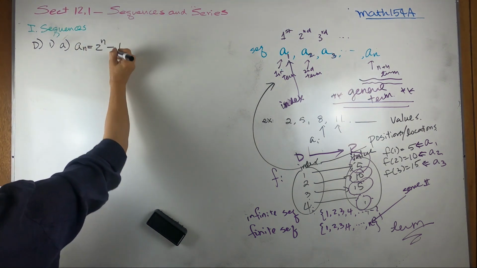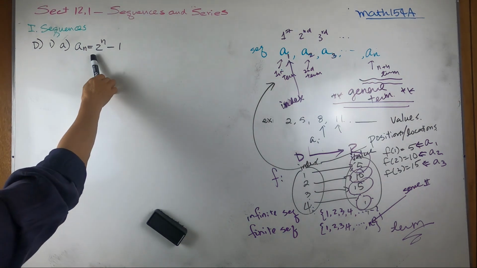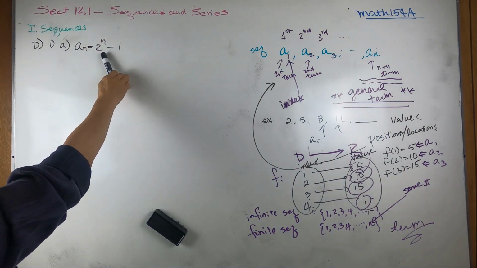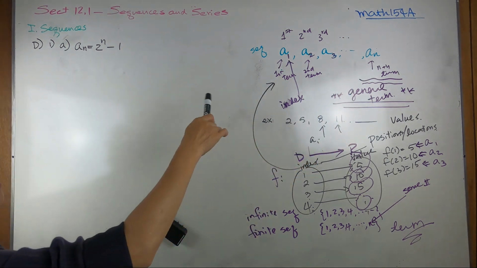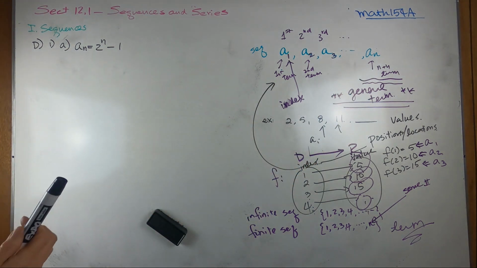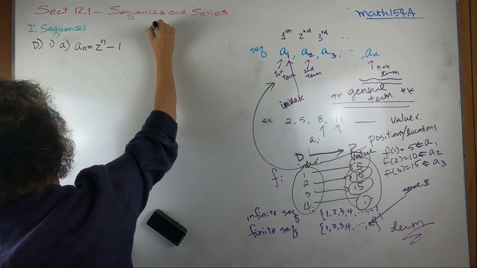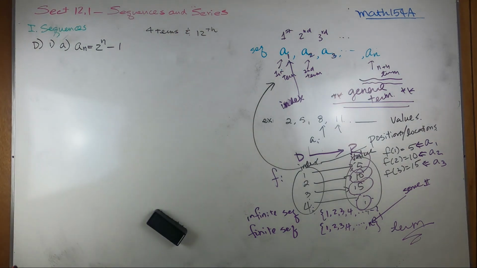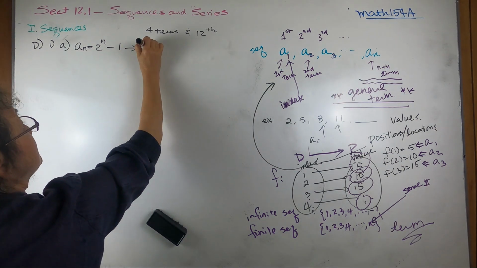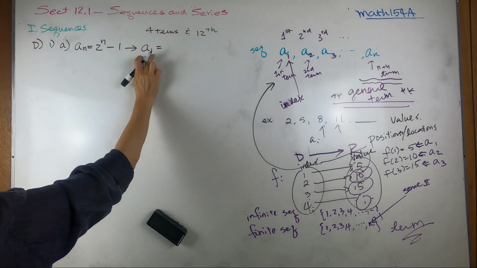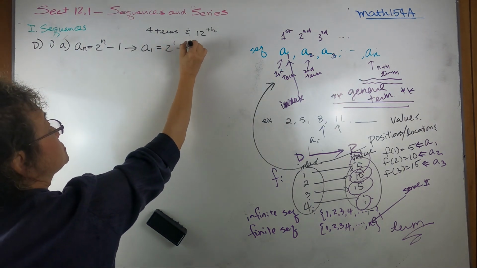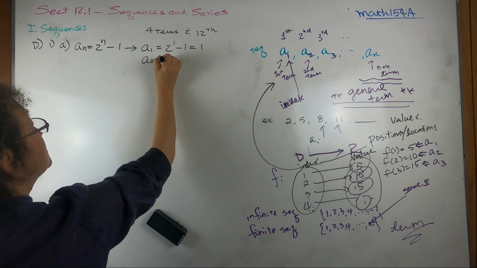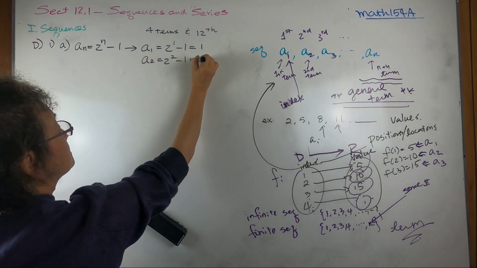If we have a pattern this way, then n means what? It's the general term. It can be 1, 2, 3, 4, right? So we want you to find the first 4 terms and the 12th term. Then how are you going to do that? You just plug in the index. The first term means A1, where n is 1. You plug in 2 times 1 minus 1, right? A2 will be 2 times 2 minus 1, right?